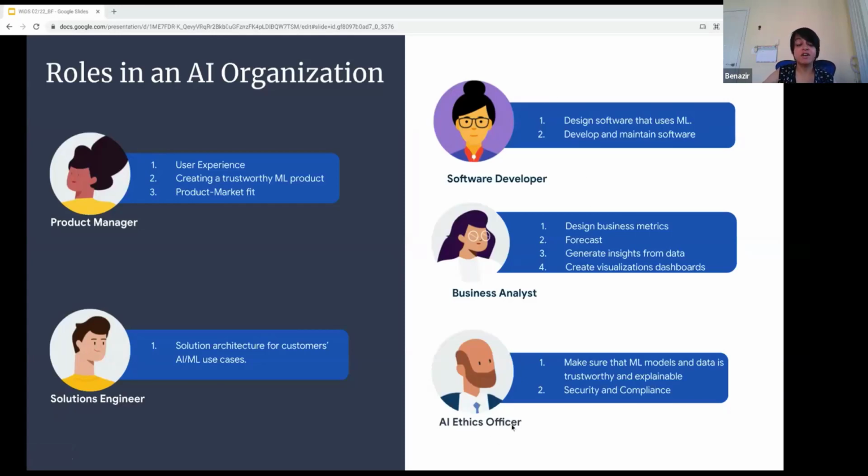AI ethics officer: there is a growing need for making ML systems and ML products fair and ethical. There's a lot of research, and it's still a nascent area. So if you are interested in that, these are also roles that you can look into.